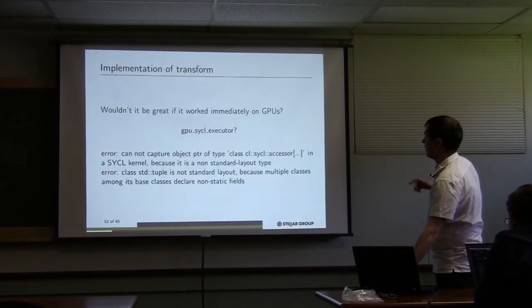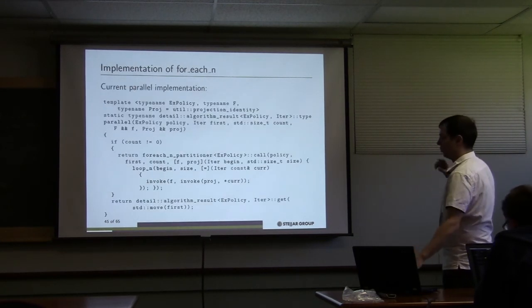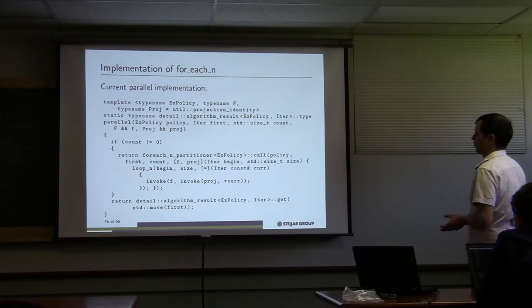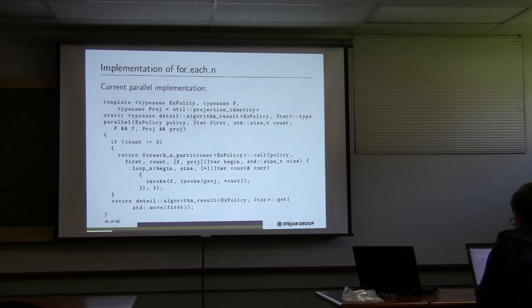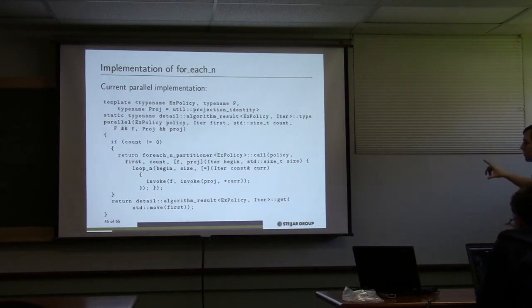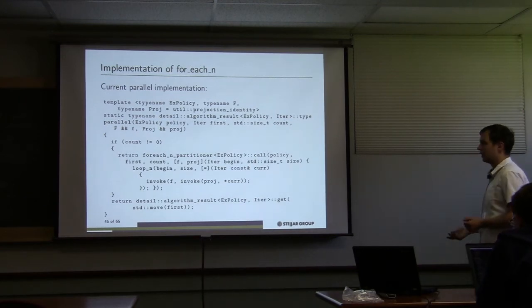So going back, this is one of the things which breaks our API. Generally, I started with for_each_n, which is one of the simplest algorithms to parallelize. This is the current implementation in HPX. It means that there is a dispatch tag somewhere in the for_each_n, which goes into the sequential or parallel version.